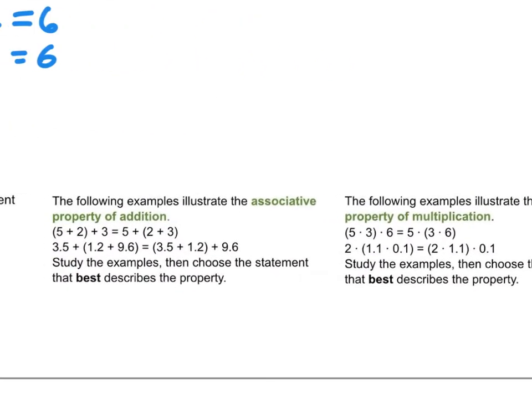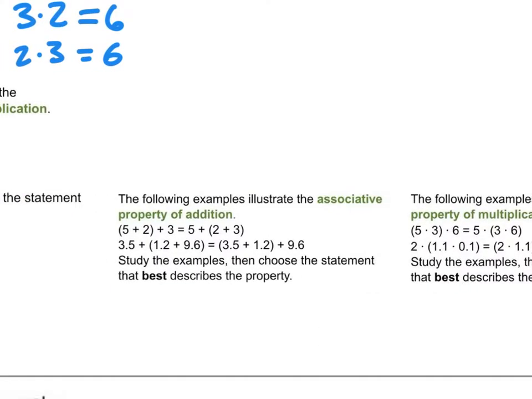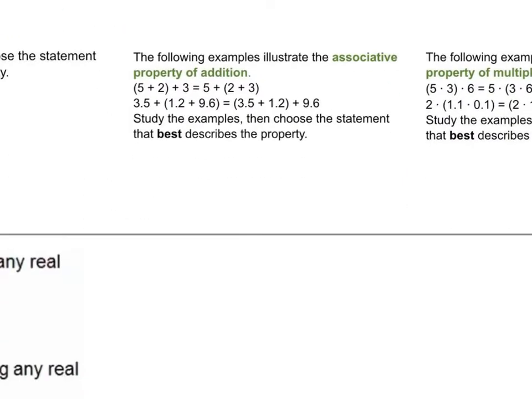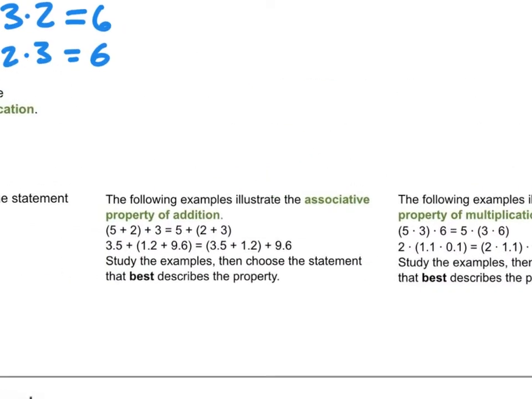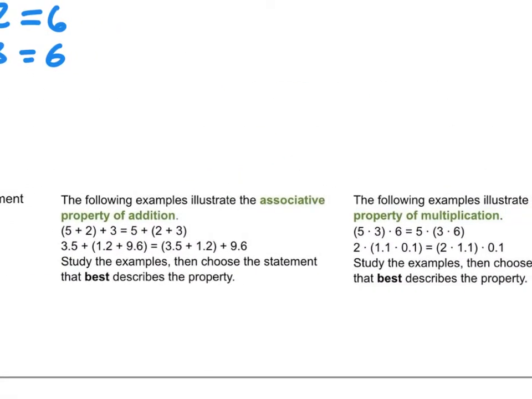All right, the associative property. This shows the associative property. I think this got screwed up, and I don't think it's on your paper. Associative property means you can regroup. Yeah, it's on your paper, it's not on mine. You can regroup, and you can regroup for multiplication.